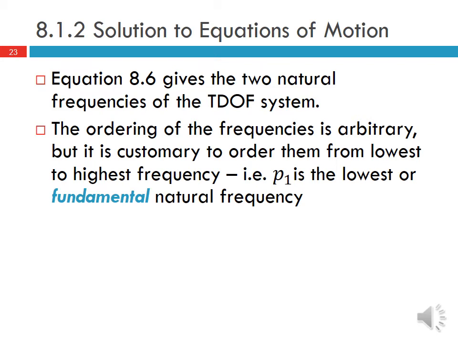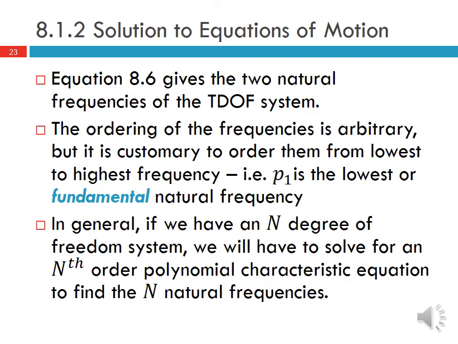Because we have a 2 degree of freedom system, we have two equations, and we expect to have two natural frequencies. If we have a higher number of degrees of freedom, then we have a higher number of natural frequencies. So in general, if we have an n degree of freedom system, we will have to solve an nth order polynomial characteristic equation to find the n natural frequencies.